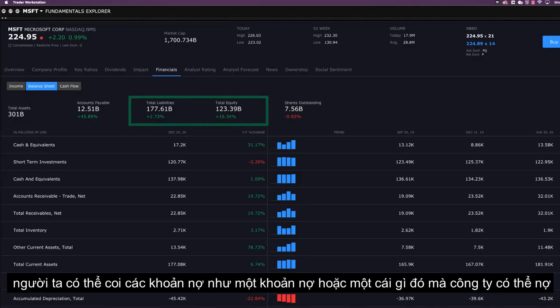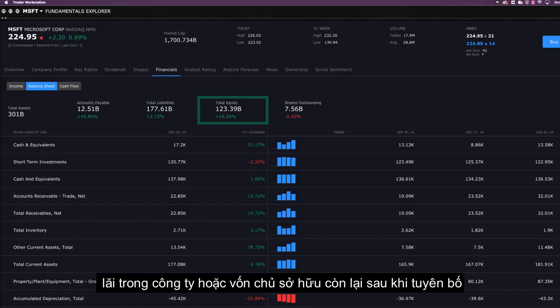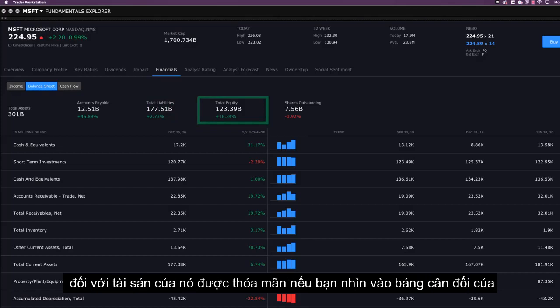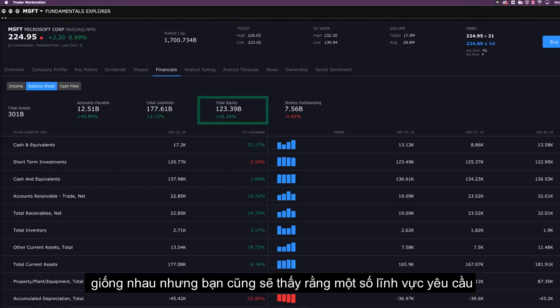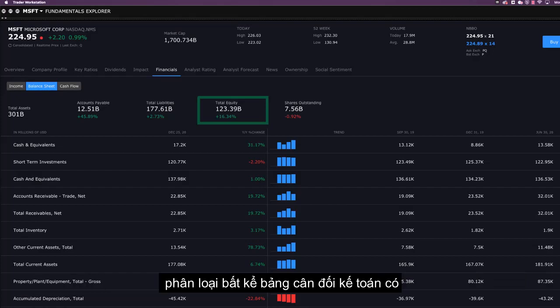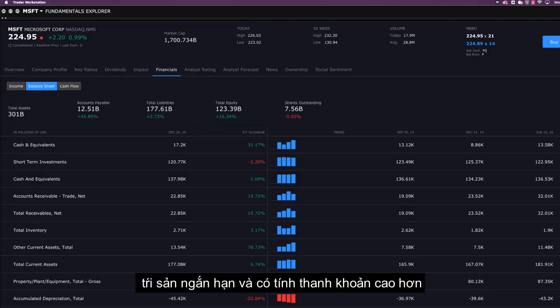One can think of liabilities as a debt or as something the company may owe to other parties. Shareholder equity is the owner's interest in the firm, or equity that is left over after claims against its assets are satisfied. If you look at balance sheets of companies in different industries, you will notice that several may look the same, but you'll also find that some sectors require distinct classification. Regardless of whether balance sheets are standardized or more complex, the method of reporting is largely the same.